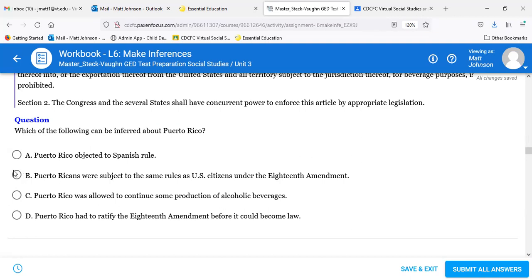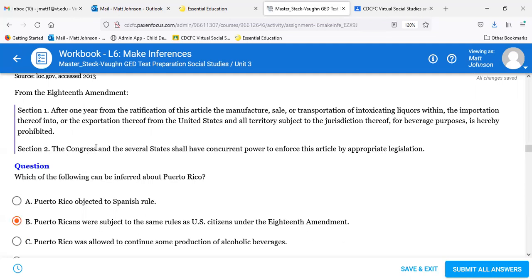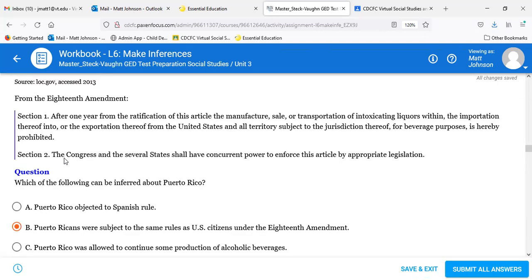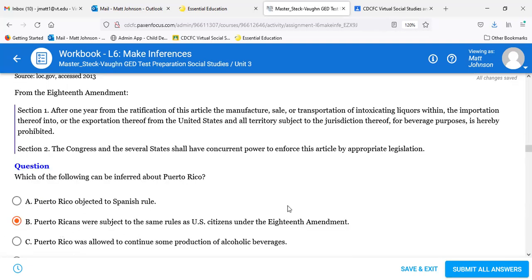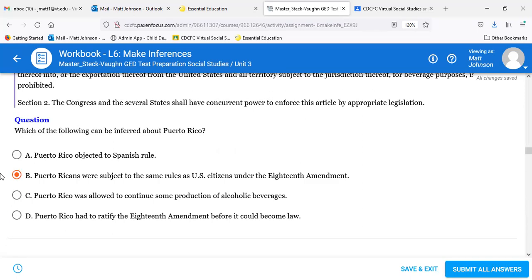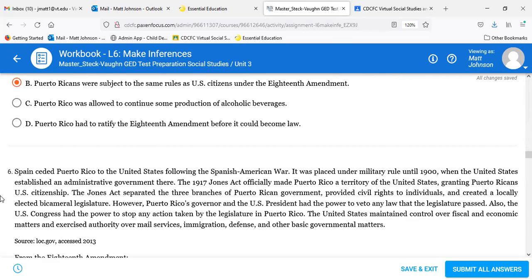Is it B? Yeah, B, right? So Puerto Ricans were subject to the same rules as U.S. citizens under the 18th Amendment. So this was going to apply to Puerto Rico the same as all the other amendments. However, they were considered a territory and not a state. So you can infer, right, in this first piece, because the United States maintained control over fiscal and economic matters and exercised authority over mail, immigration, defense, and other basic governmental matters, that Puerto Ricans were going to be subject to the same rules. B, as in boy, number 5.